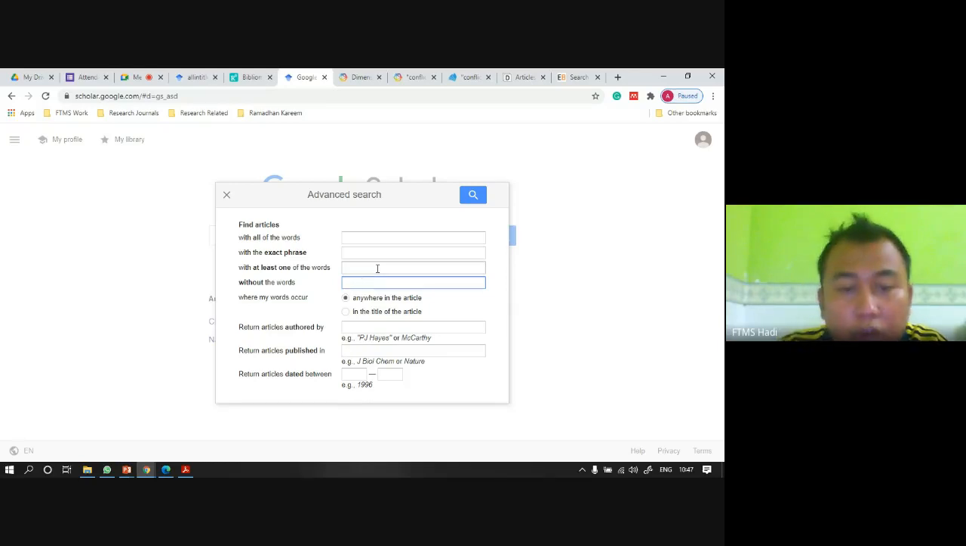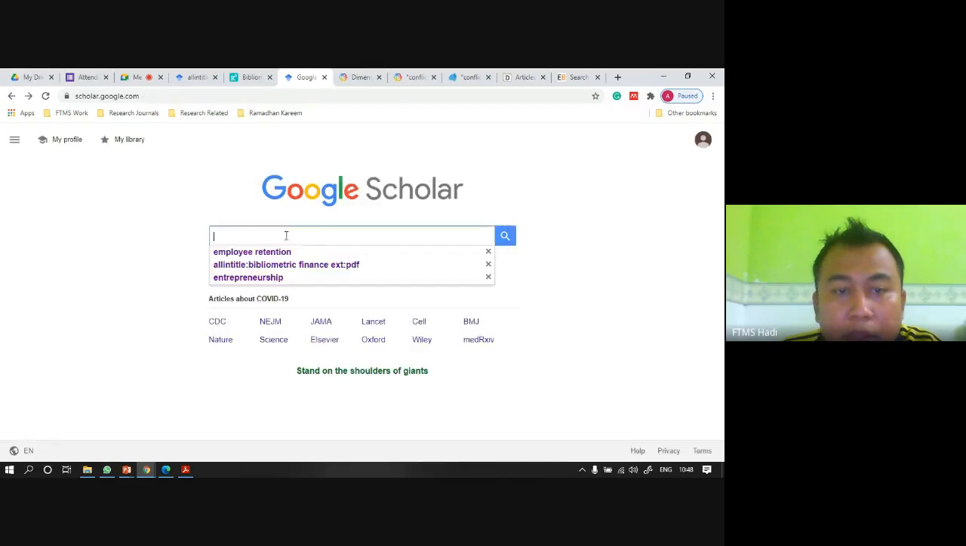Okay, they also have other filters, like written articles authored by. These are the names of the author. These are the published in what, and then the date range between what. Okay, let me show you this one.